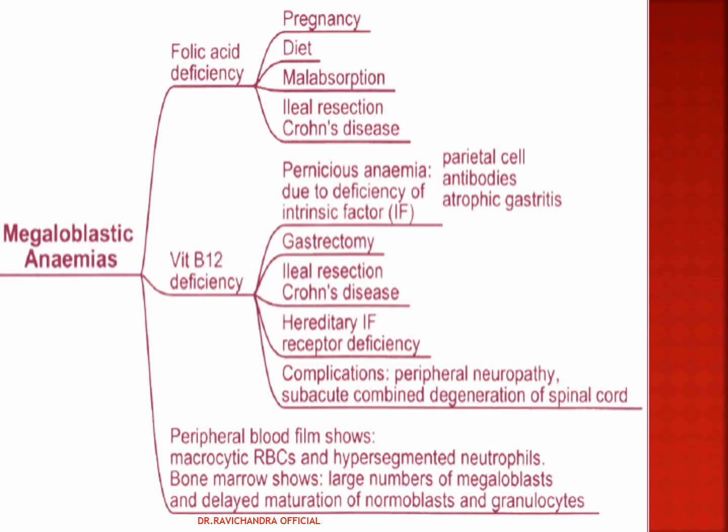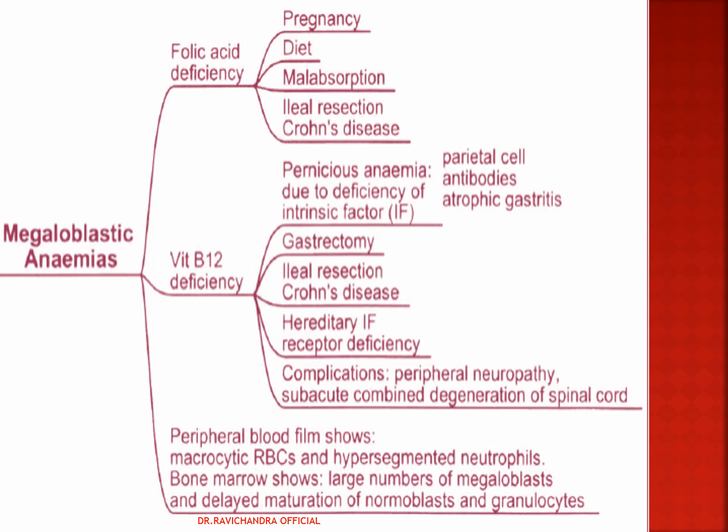Vitamin B12 deficiency can also be observed in gastrectomy patients, ileal resection, Crohn's disease, and hereditary intrinsic factor receptor deficiencies. The complications of vitamin B12 deficiency will be peripheral neuropathy and subacute combined degeneration of the spinal cord. The peripheral blood film will show macrocytic RBCs and hypersegmented neutrophils, and there may be Howell-Jolly bodies, Cabot rings, and basophilic stippling.